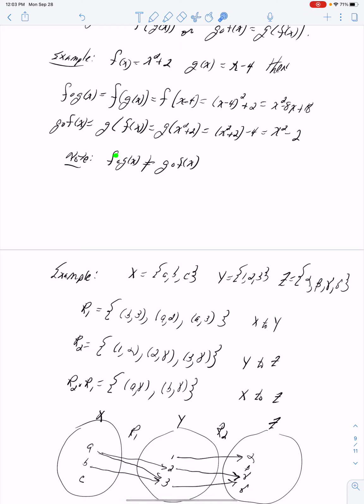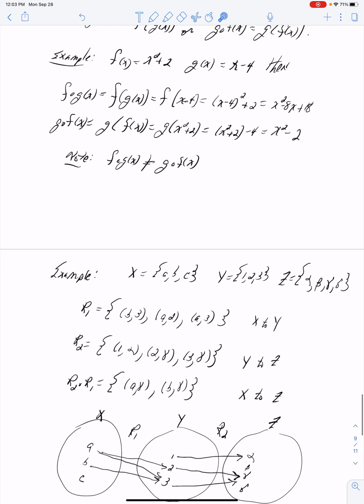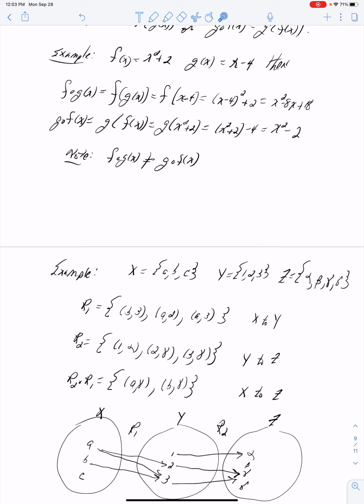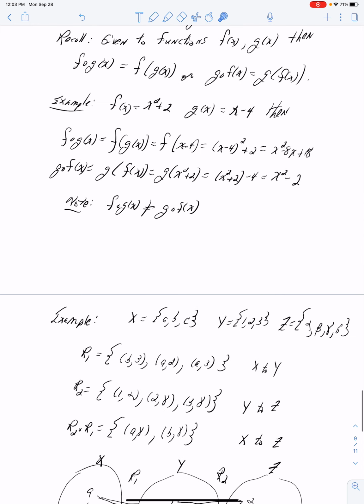Notice g circle f of x is not the same as f circle g of x. You get two different things. And in general, that's true. In function composition, it matters which order you do things in. The other thing I want you to notice is, if I'm talking f circle g, what is the first function that you plug into? The answer is g. Now that's a little different for those of us in the West that have a tendency to read from left to right. To remember that f circle g, the first function is g.